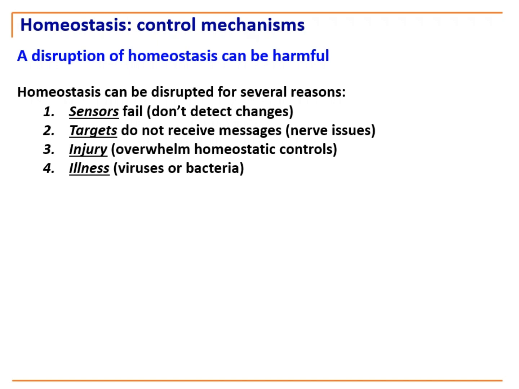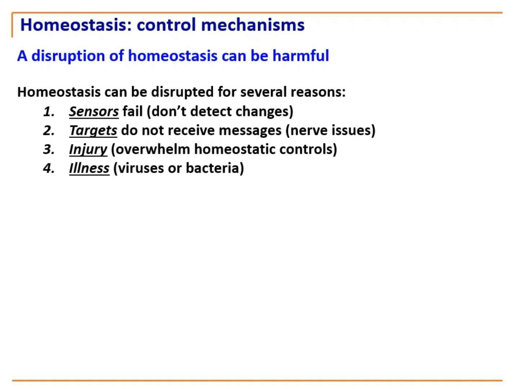You've then got injury, where you may get overwhelming of homeostatic mechanisms or homeostatic controls. So your homeostatic mechanisms may be intact, but unable to cope with severe injury. So for example, in major blood loss after trauma, that can overwhelm the body's ability to maintain blood pressure. So the homeostatic controls have just become overwhelmed and they can't adapt or compensate appropriately.